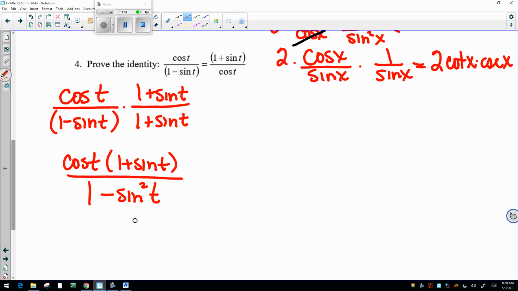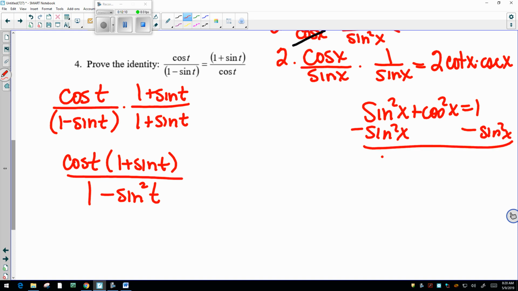Well, here again, there's that Pythagorean identity that we had, your sine squared plus cosine squared equals 1. And right now I have 1 minus sine squared, so if I were to subtract that sine squared over, now I know that that denominator is equivalent to cosine squared. So I'm going to do a substitution. So this is really equivalent to cosine squared.